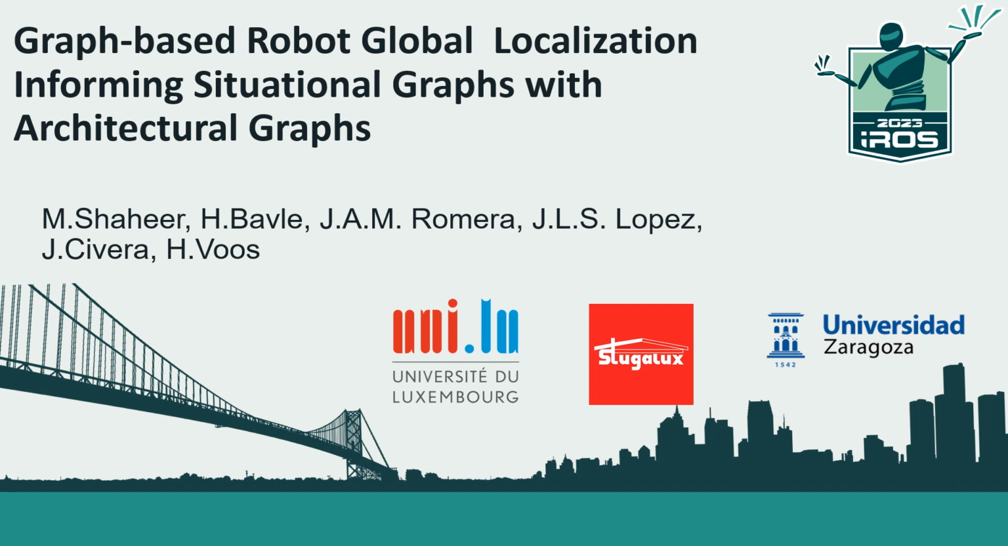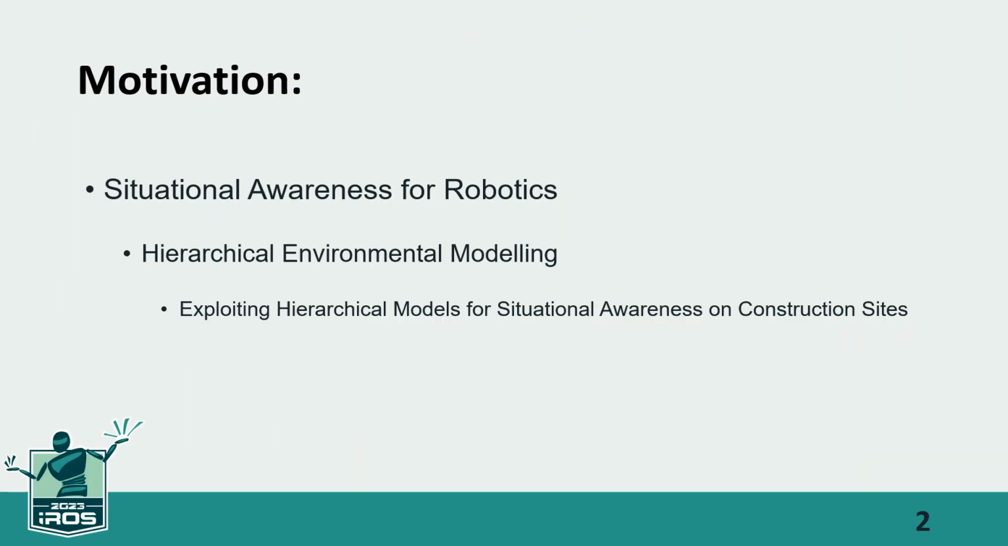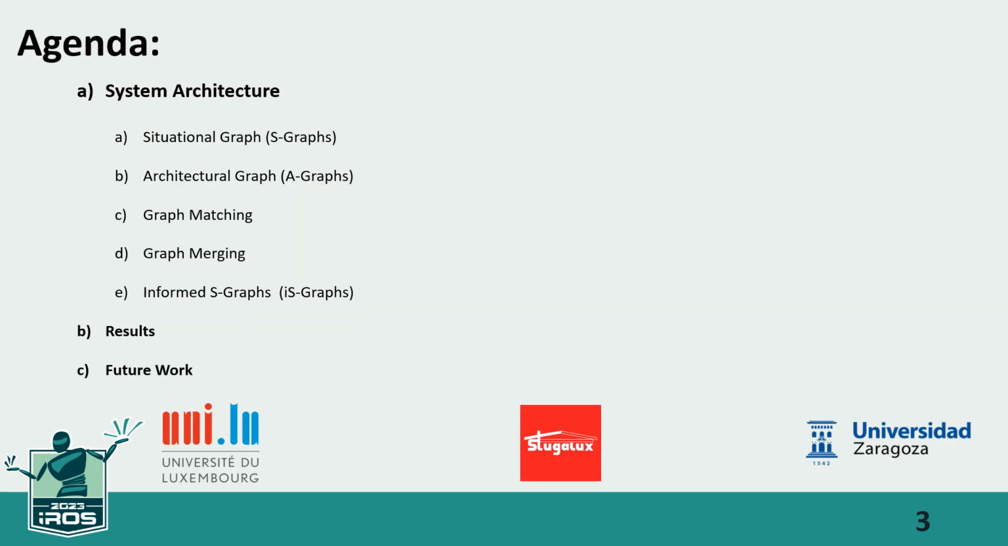We present graph-based robot global localization informing situational graphs with architectural graphs. Our research focuses on providing situational awareness capabilities to robots, towards which we have developed a hierarchical environmental modeling algorithm. In this paper, we investigate how the hierarchical models of the environment can be used in construction sites. Today I will present our system architecture in detail, the results we have achieved, and how we will extend and improve this work in future.